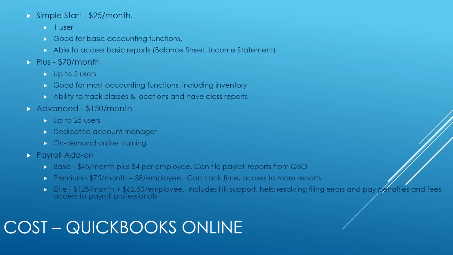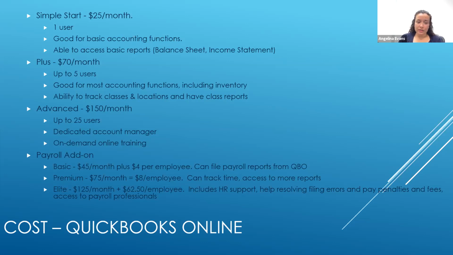For any of these services or any of these subscription levels, you can add on payroll. So the basic is $45 a month plus $4 per employee. And you can file your reports straight from QuickBooks. So when it's time to do the 941, you can just go right into QuickBooks, review your 941 and submit it. You can also pay your EFTPS deposits through QuickBooks. For the premium, it's $75 a month plus $8 per employee. And you can track time and you have access to more reports. So if you're in QuickBooks and you enter time for an employee, say John spent 5 hours on the Madison landscaping project, it's really neat that you can track time that way.